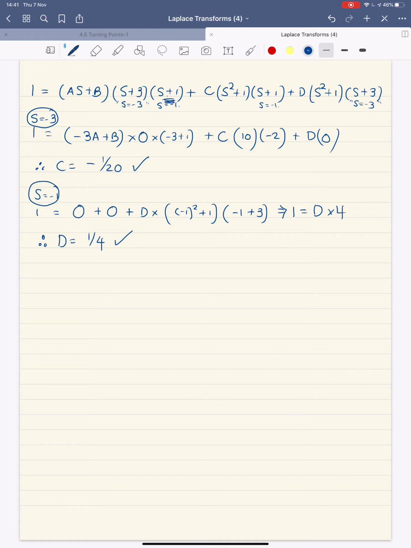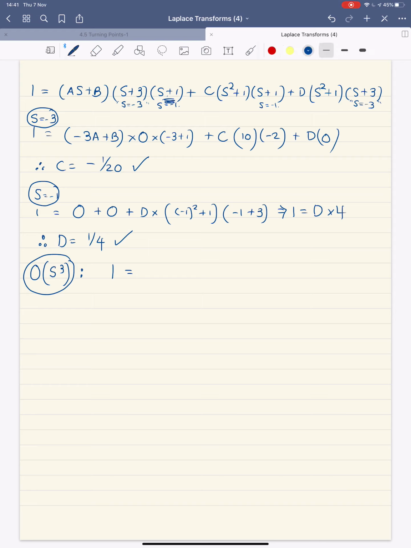The next thing to do is look at the orders of s cubed. That means we're going to look at all the s cubes, and that's going to help us work out what the A is. So on the left we're going to have 1. Now on the right, look, the s cubed. I put x when I meant s again.